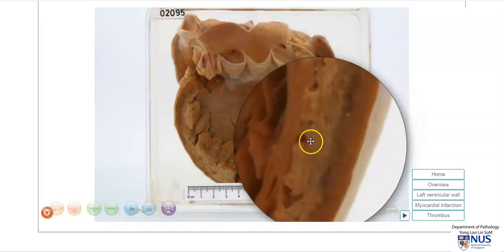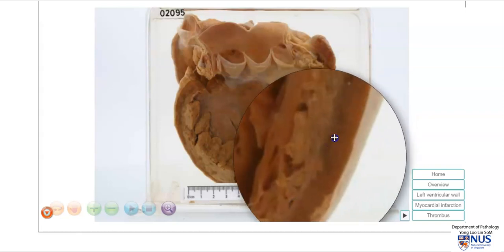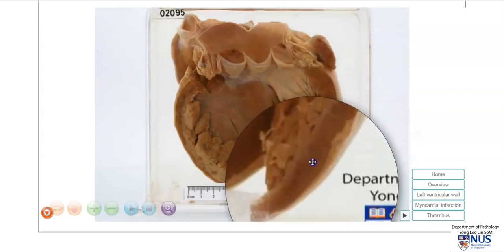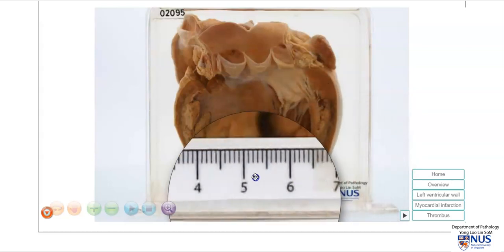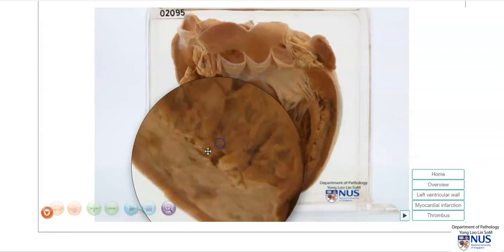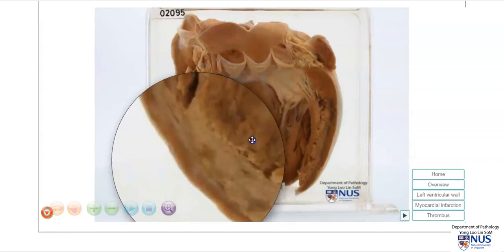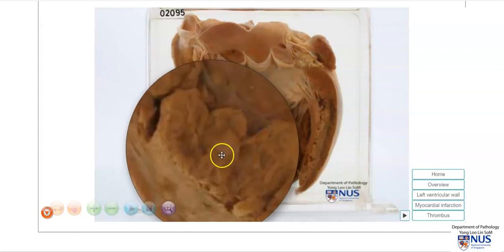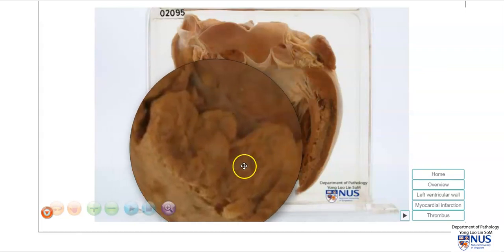Here is the area of abnormal myocardium. We can see the normal viable muscle, and this very pale area with a bit of a hyperemic darkened rim. This is the area of infarction. It is very extensive and extends pretty much almost to the full thickness of the myocardium. And this brownish area here is the mural thrombus.